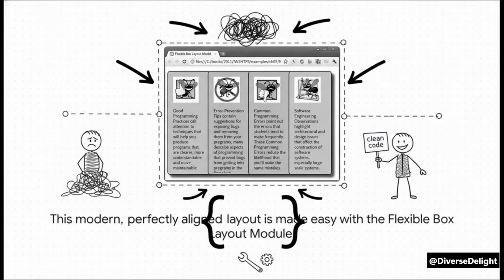We've got 4 boxes of content, all perfectly aligned with even spacing, and they adapt to their container. Now seriously, if you've ever tried to build something like this with older CSS methods like floats, you know the absolute headache that can cause. Flexbox is a total game changer because it makes creating clean, modern layouts like this surprisingly simple.